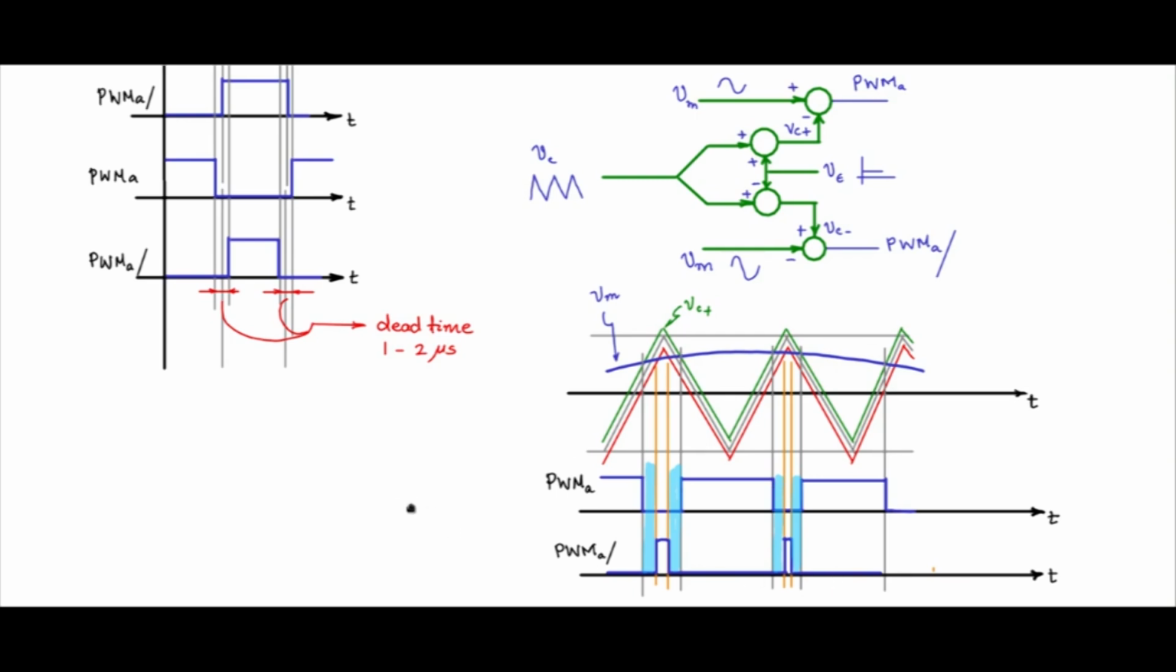So in this way, you can implement a sinusoidal PWM with deadband generation or a dead time generation to obtain a single phase sinusoidal pulse width modulated inverter.